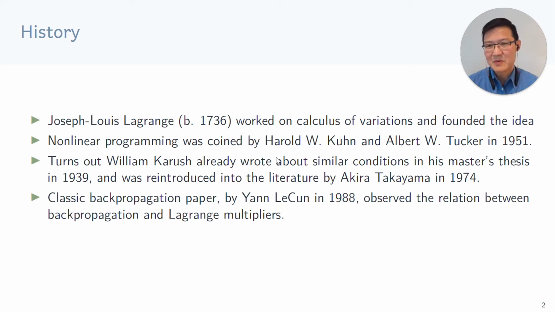What was interesting about William Karush's discovery was that it was really just unknown for another 25 years before being reintroduced into the literature, which brings me to the point that you should read classic papers. One paper that already looks at the relationship between backpropagation and Lagrange multipliers was the classic backpropagation paper by Yann LeCun in 1988.